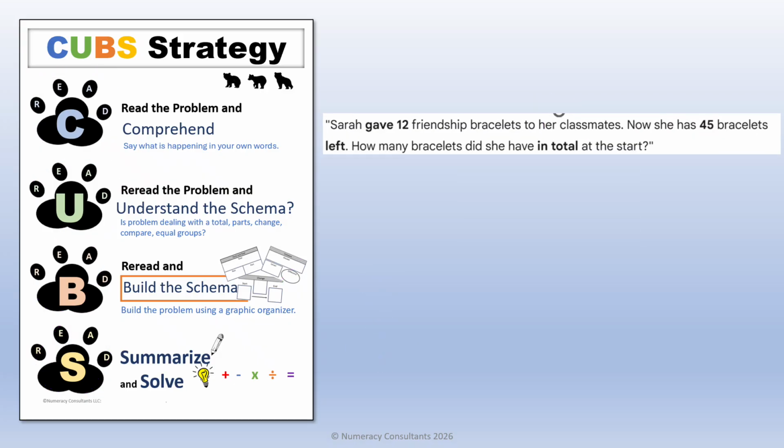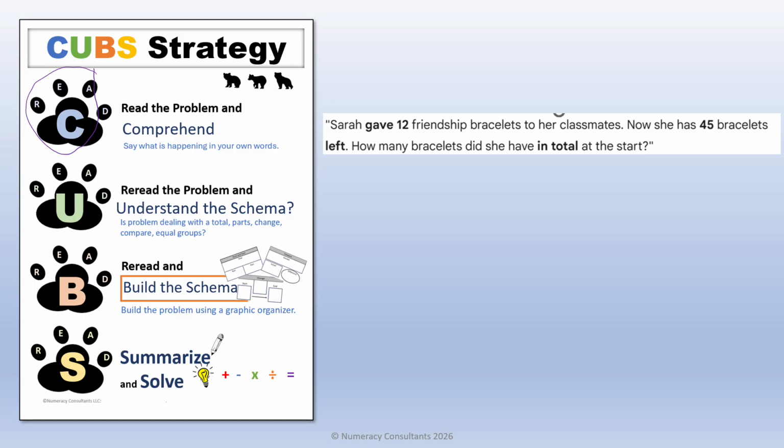So now we're going to take a look at this next problem again, and we're going to go through. Now remember, this is where the cube strategy struggled quite a bit. Okay, so let's go ahead and read it. Sarah gave 12 friendship bracelets to her classmates. She now has 45 bracelets left. How many bracelets does she have in total?